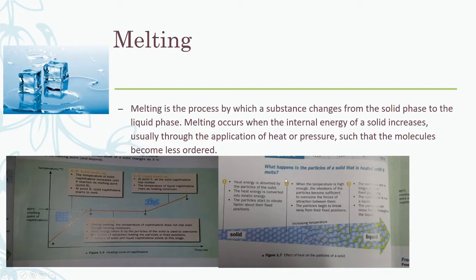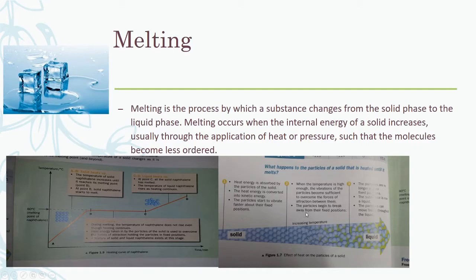Heat energy is absorbed by the particles of the solid. The heat energy is converted into kinetic energy. Now heat energy, we all know heat, but kinetic energy, kinetic means movement. So the particles start to vibrate faster about their fixed positions, because this is still a solid. When the temperature is high enough, the vibrations of the particles become sufficient to overcome the forces of attraction between them. The particles begin to break away.